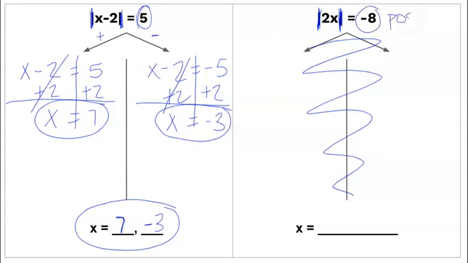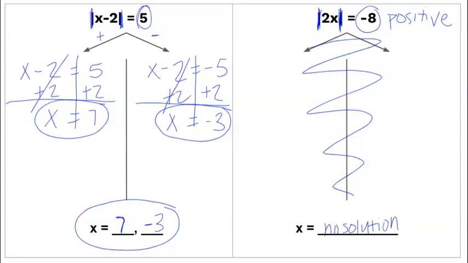Always positive. So there's no value that we can plug in for x that's going to make this true, because an absolute value of anything we take the absolute value of can never be negative. So in this case, it's going to be no solution. You won't see this super often, but you will encounter this at some point.